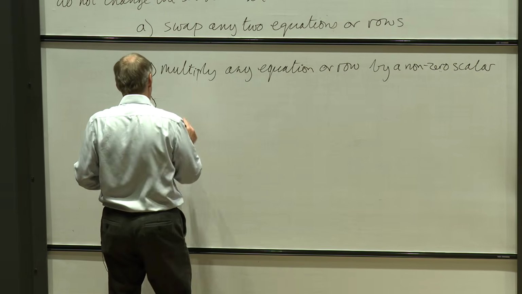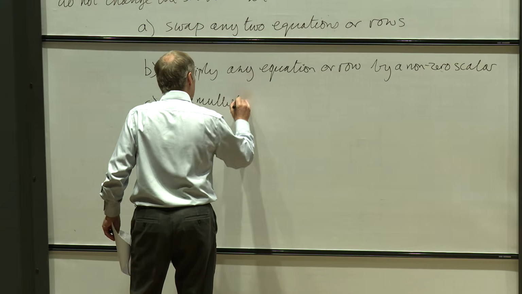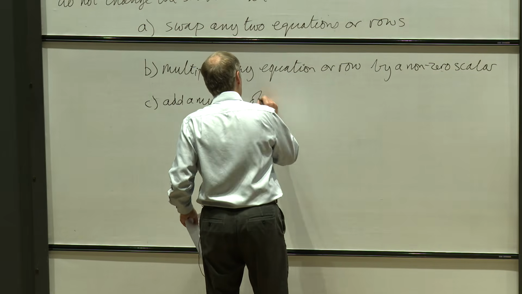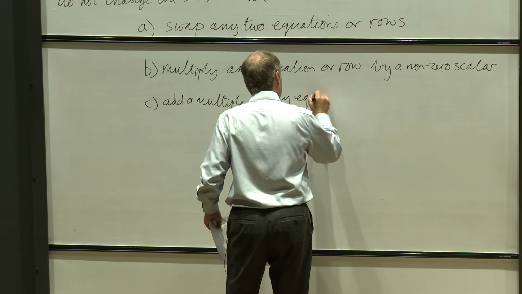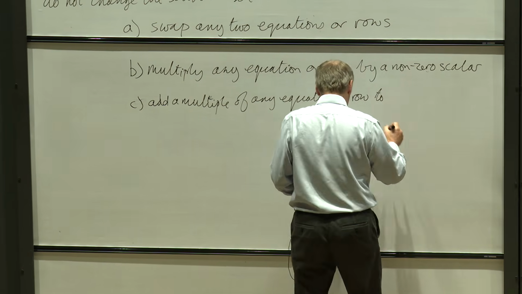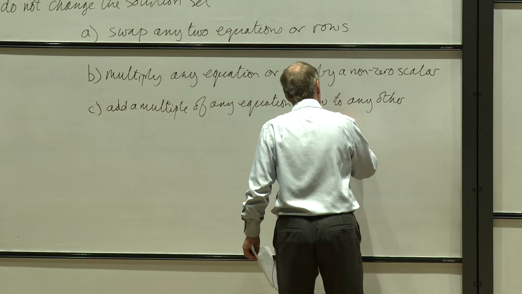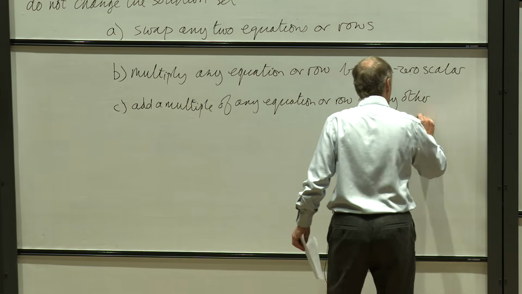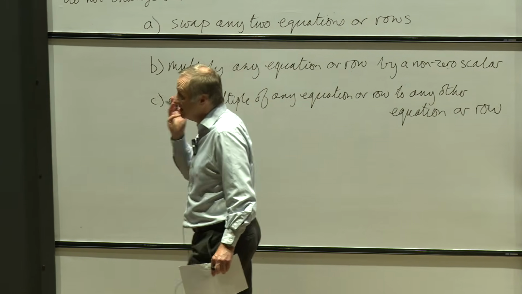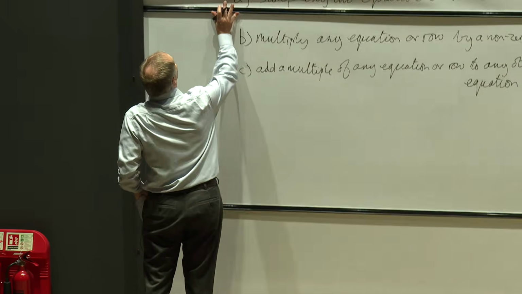And C is add a multiple of any equation or row to another equation or row, any other. So these are our three elementary row operations.